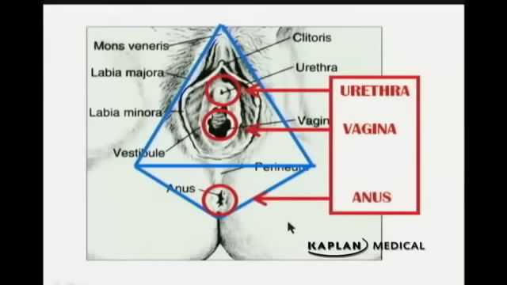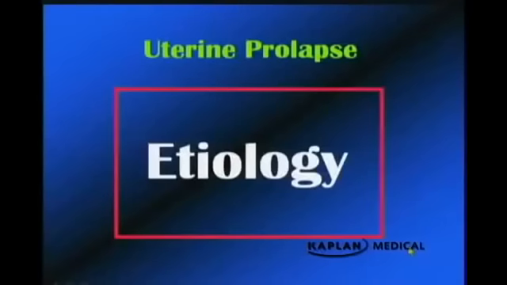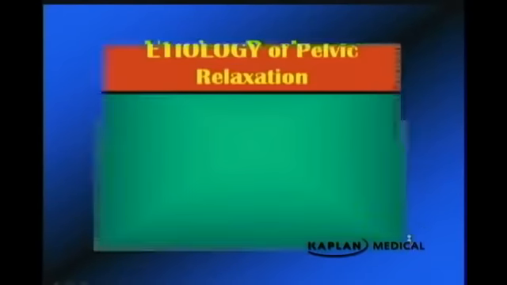So we've got 3 organ systems in the pelvis. We have the urinary, the reproductive, and the GI tract. So it would make sense that if we have pelvic relaxation, if we have pelvic prolapse, that we are going to affect the urinary, the reproductive, and the GI tracts. Etiology of uterine prolapse.